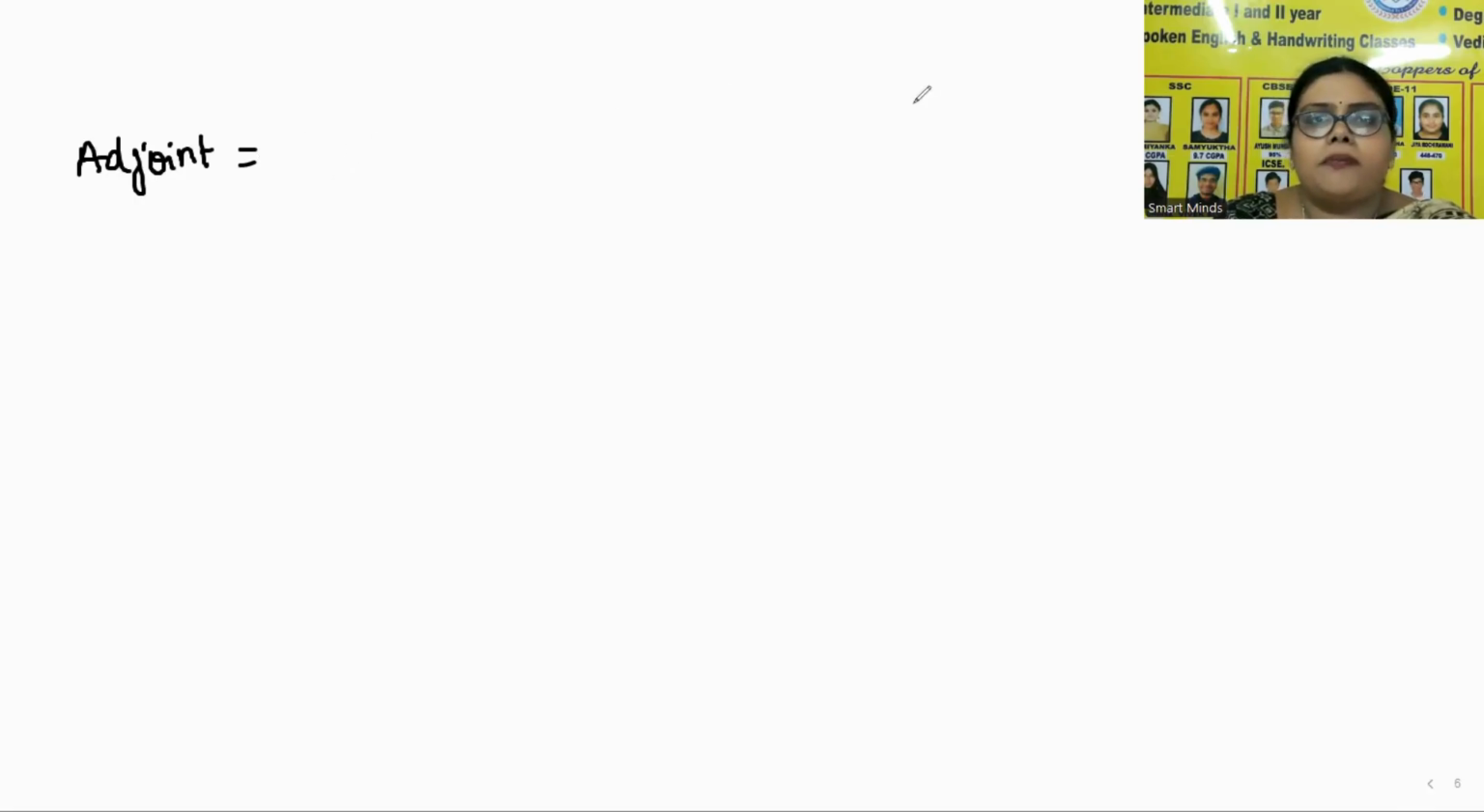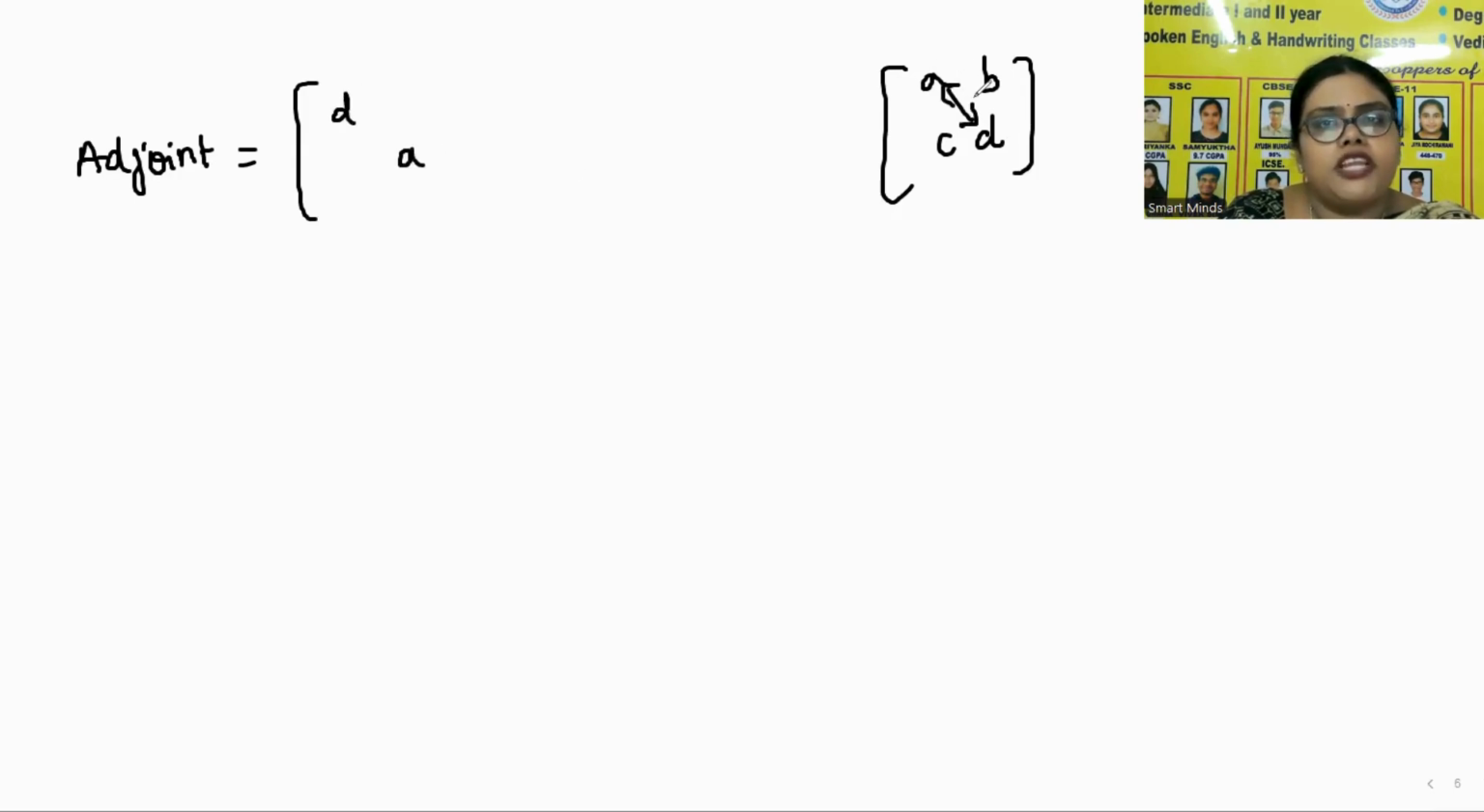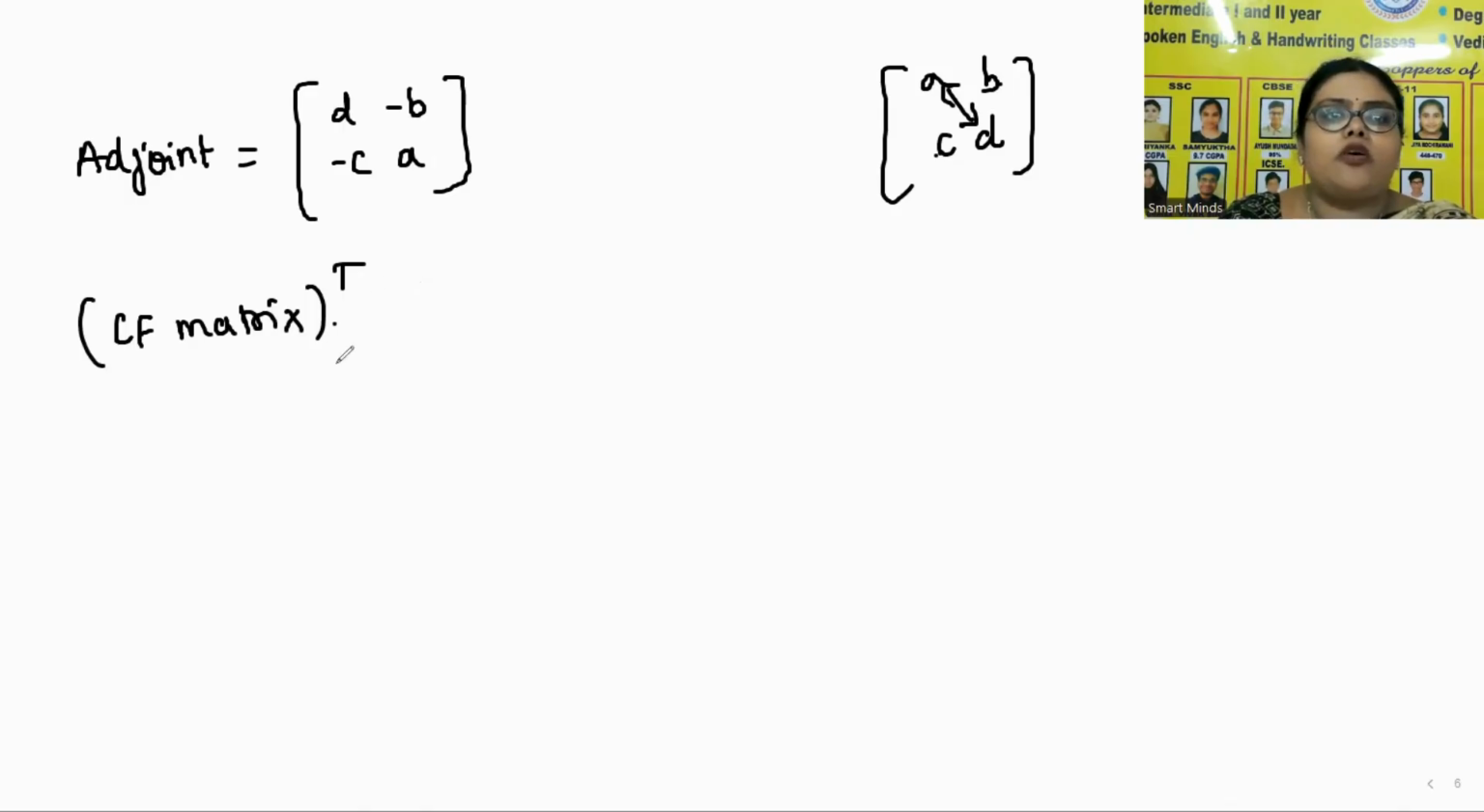Okay. Suppose the matrix is A, B, C, D. Then the adjoint is found by interchanging these two, D and A, and changing the signs of these two, minus B and minus C. This is the adjoint for a 2 by 2 matrix. But for a 3 by 3 matrix, first you should find the cofactors. You will get a cofactor matrix. Then you transpose that cofactor matrix, and you will get the adjoint of A.